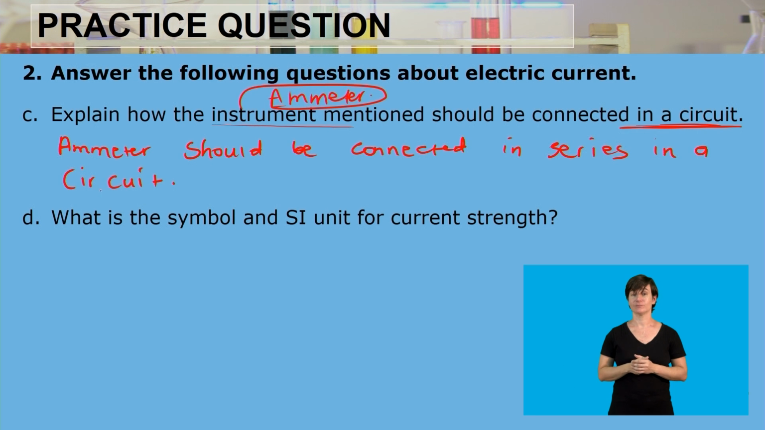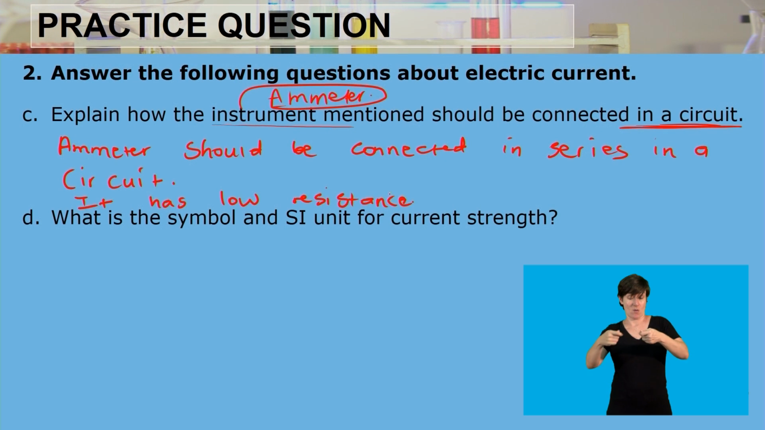Why? Because it has low resistance. So we are going to connect our ammeter, the instrument that you just answered on question B, in series because it has a low resistance. Should it have a high resistance, it would need to be connected in parallel.